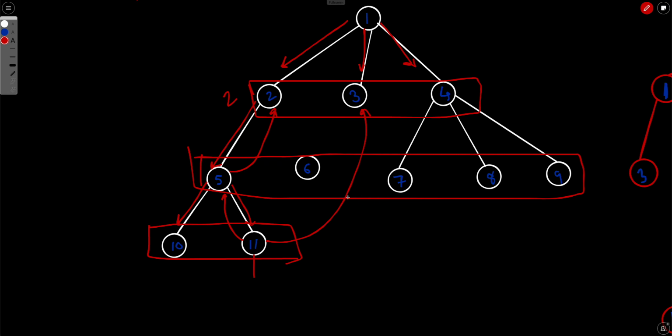Now, if there is a back edge, like let's say you are visiting the children, and now you see that from 11 there is a back edge to 3, and if there is such an edge, you will see what is the level of that node. The current level is 2, right? And what is the level of the parent node which is leading to the current node? It is 4, right?